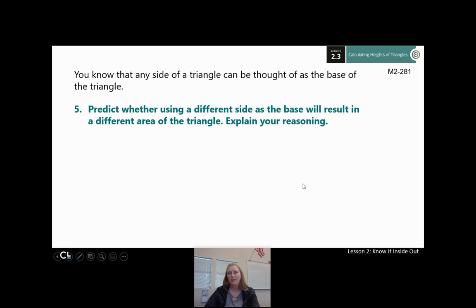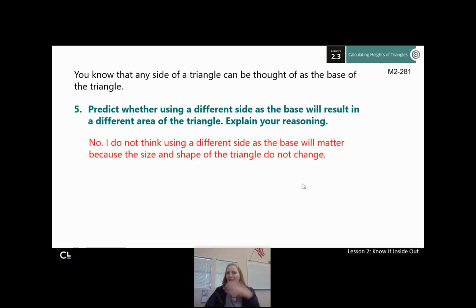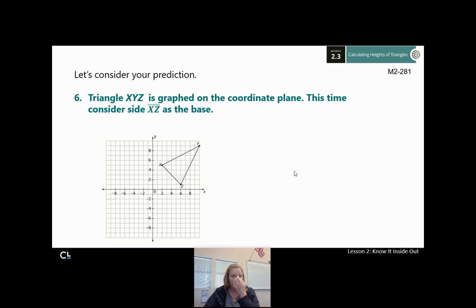Guys, the triangle itself didn't change. I can pick a different base. It's not going to change the same shape and size of my triangle if I pick a different base. So no, I don't think using a different side as the base is going to actually matter, because the size and the shape of the triangle do not change.